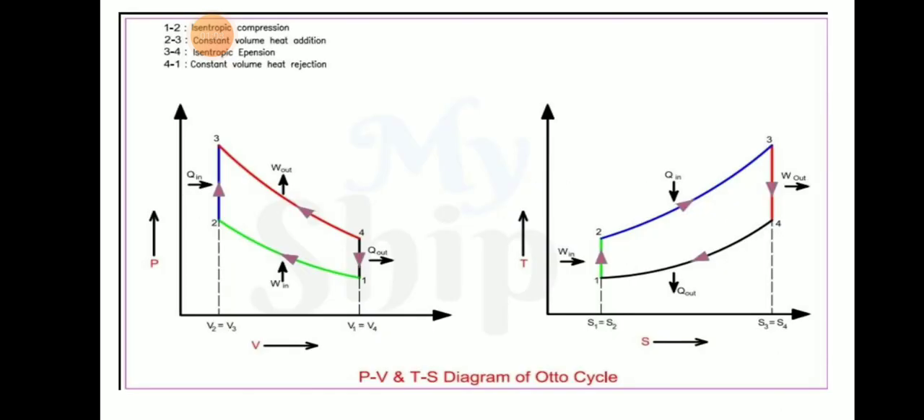When we see the graph, this is the PV diagram and TS diagram of the Otto cycle. From the figure, from 1 to 2 the isentropic compression takes place, where the piston compresses the gas. Then there is a spark, and heat addition takes place at constant volume. Then from 3 to 4 there is isentropic expansion, then 4 to 1 back to constant volume. This figure shows the PV diagram and TS diagram.